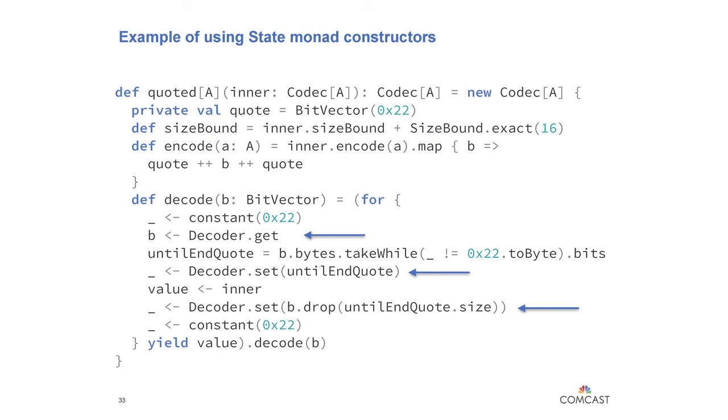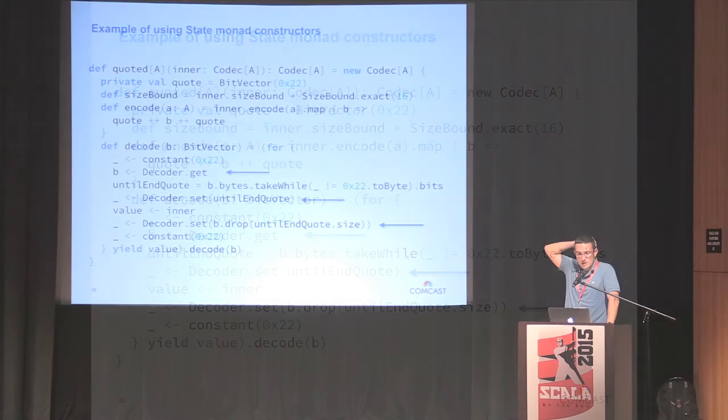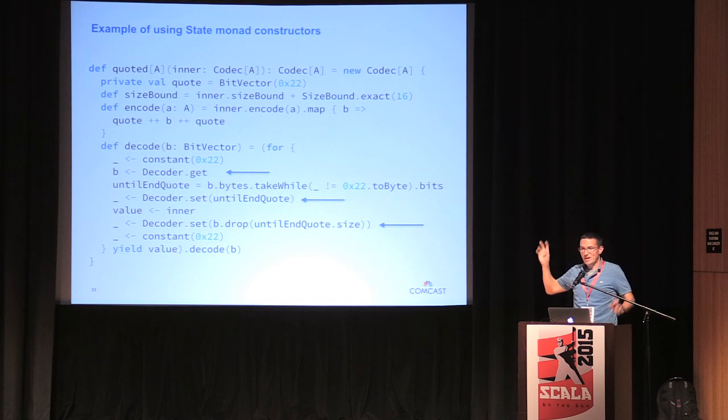And so if we have these get, set, and modify constructors in the decoder companion object, we can write code like this. Now I'm not going to go through all the details of this, but this is a semi-close to production version of a codec that deals with bit patterns that are delimited by ASCII quotes. So it's a bit vector that starts with a hex pattern of 0x22, and then there's some number of bits until there's another full byte on a byte boundary that's equal to 0x22. And then whatever bit vector was in between gets decoded with a specific codec.